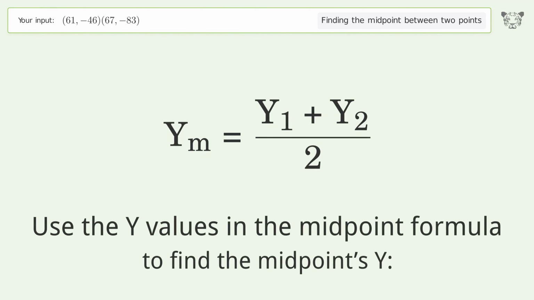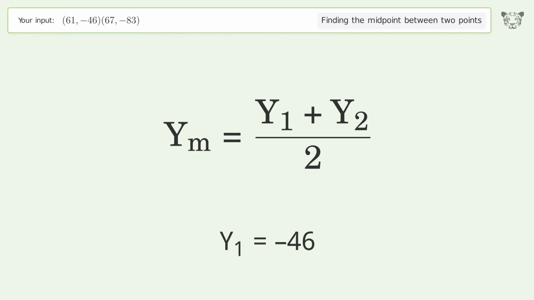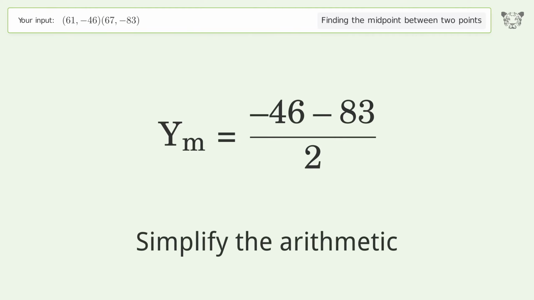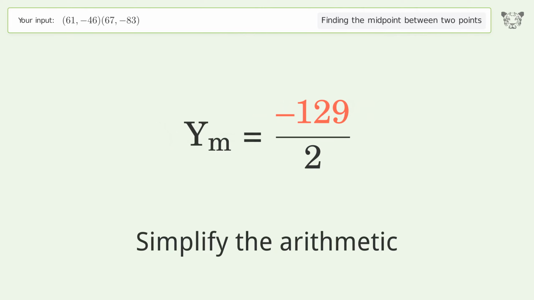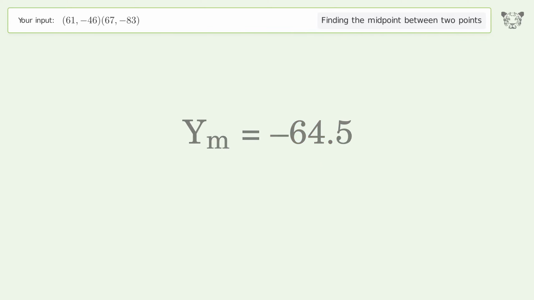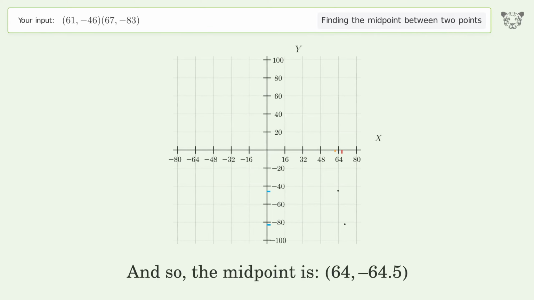Use the y values in the midpoint formula to find the midpoint's y. y1 equals negative 46. y2 equals negative 83. Simplify the arithmetic. And so, the midpoint is 64, negative 64.5.